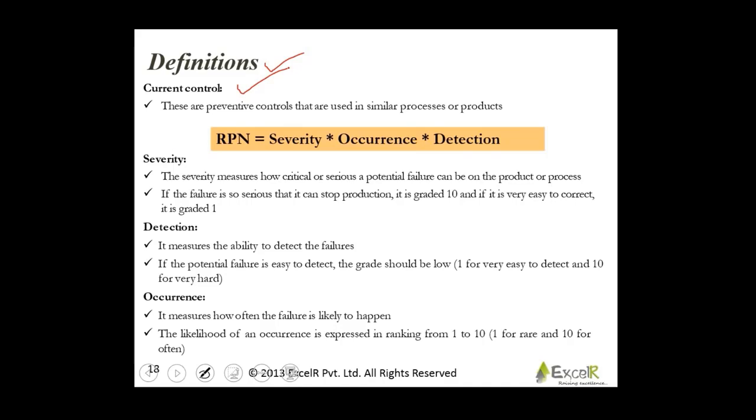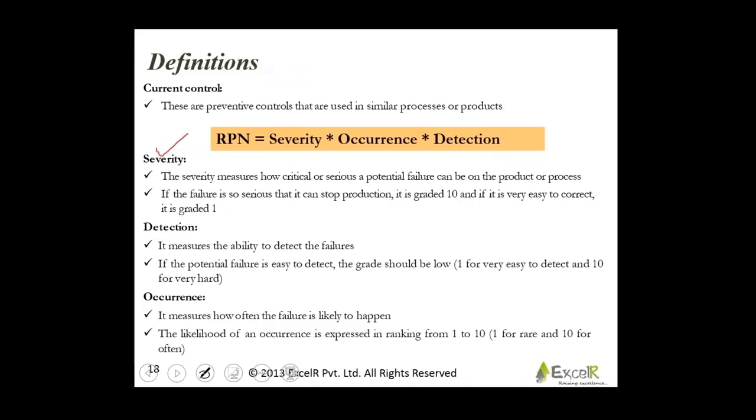And then come severity, detection, and occurrence. But here is the risk priority number, and this is how you calculate it. Severity multiplied by occurrence multiplied by detection is going to give you a risk priority number. Based on this number, you're going to prioritize your risks.